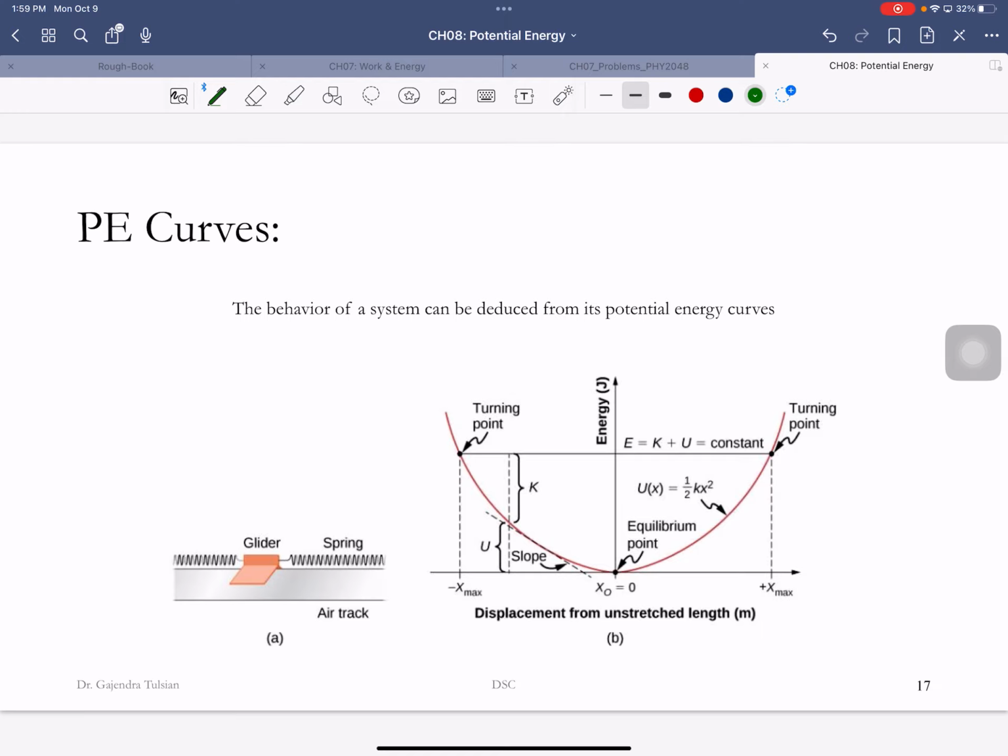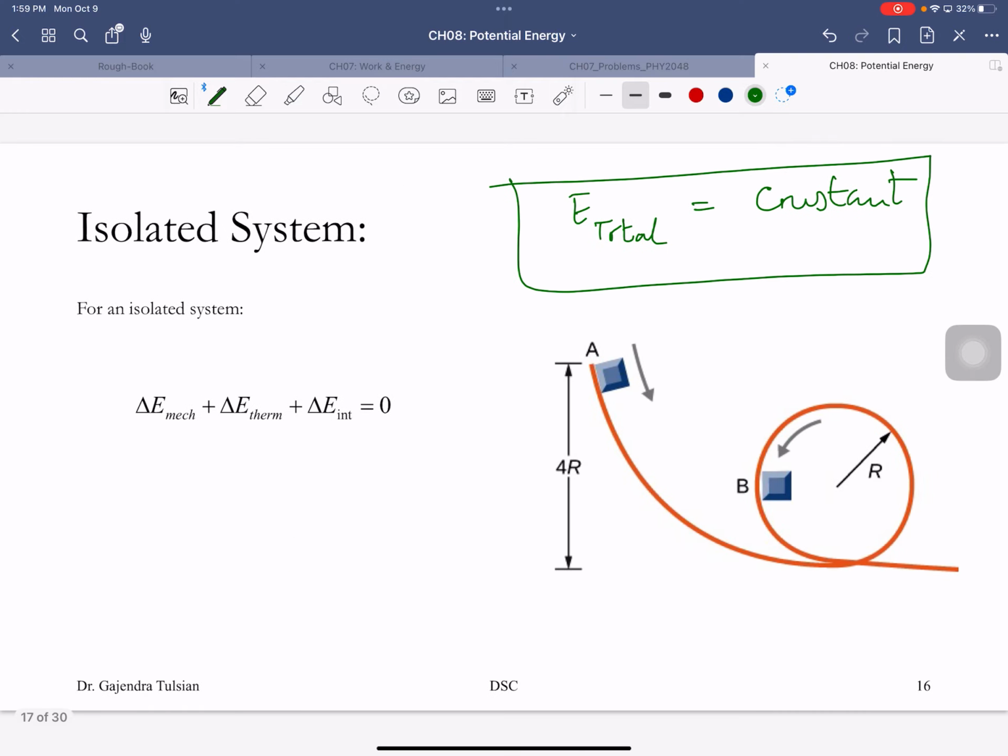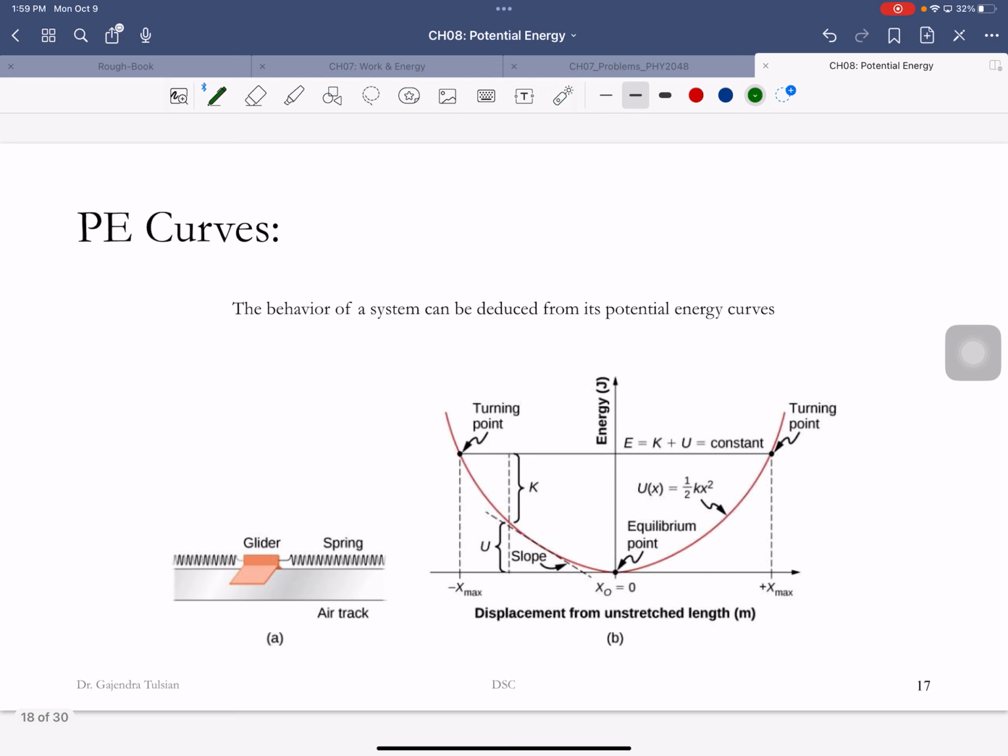So what's considered an isolated system? What is the largest isolated system that you know of? As far as we know, the total energy of the universe is constant.